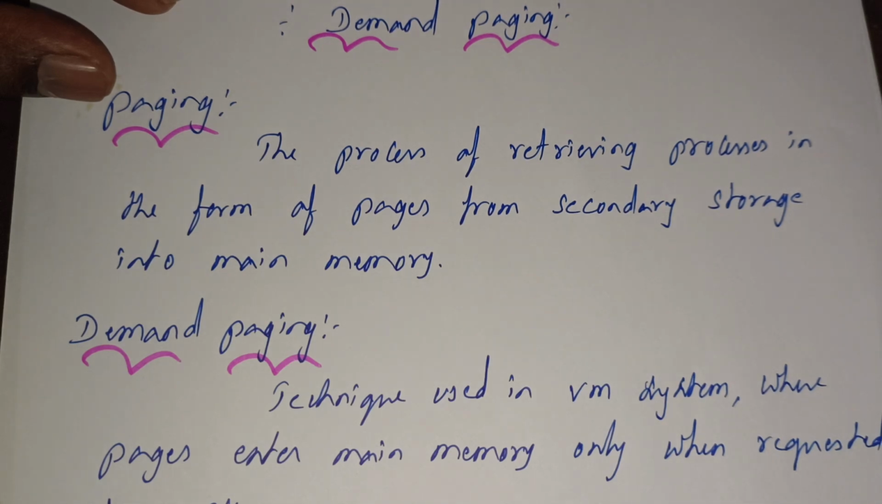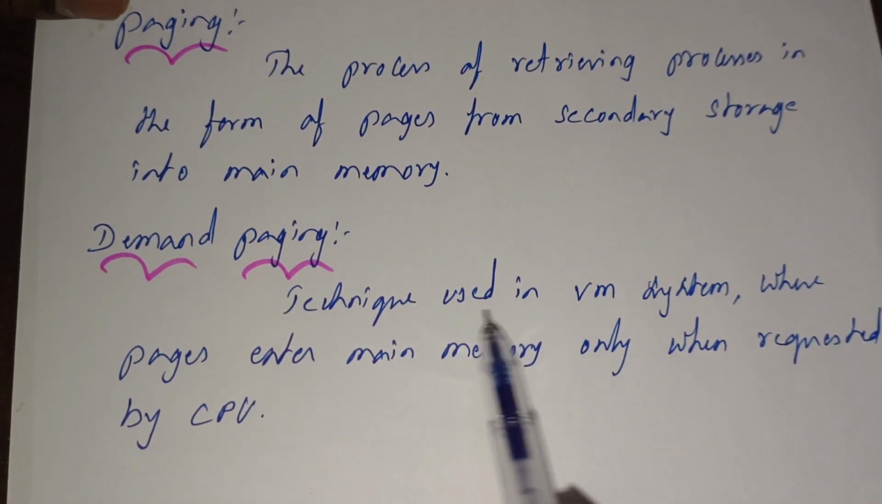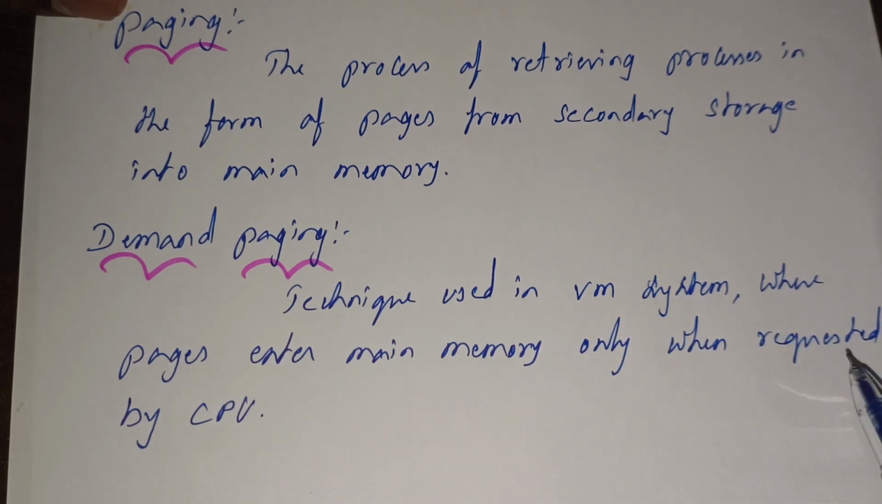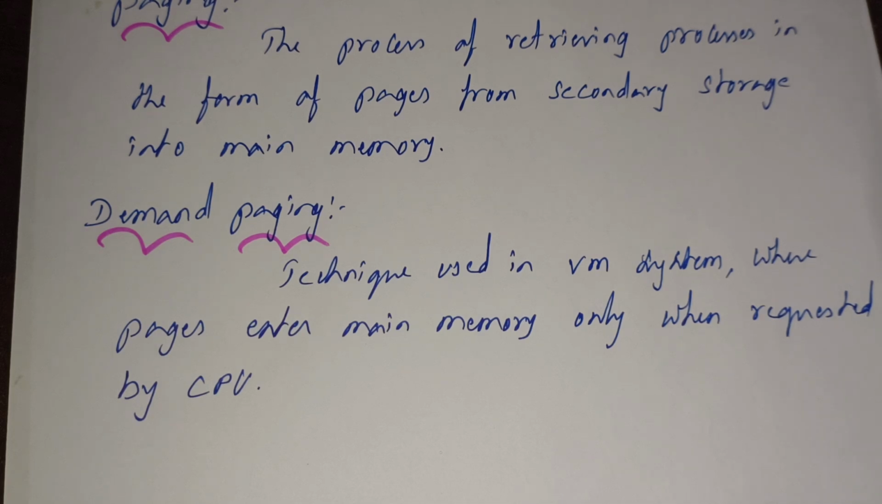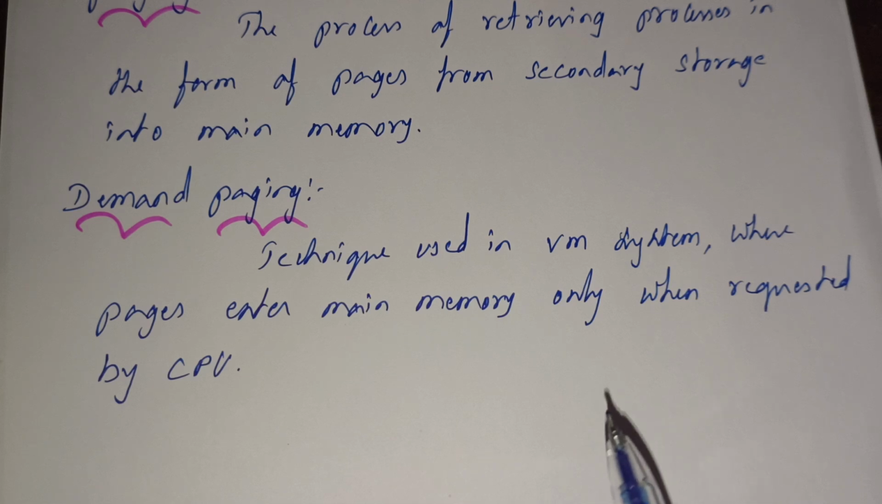So let me take you to what demand paging is. Whenever the CPU makes a request, the technique is used in virtual memory, where VM stands for virtual memory, and pages enter main memory only when requested by the CPU, or else these pages will not be available. We can call them most recently used or least recently used. In the demand paging technique, the operating system loads only the necessary pages into main memory, and if a page is not necessary, it will be swapped back to secondary memory, based on the needs. The operating system loads the requested pages from the disk into memory and updates the page table accordingly. This is how it works.